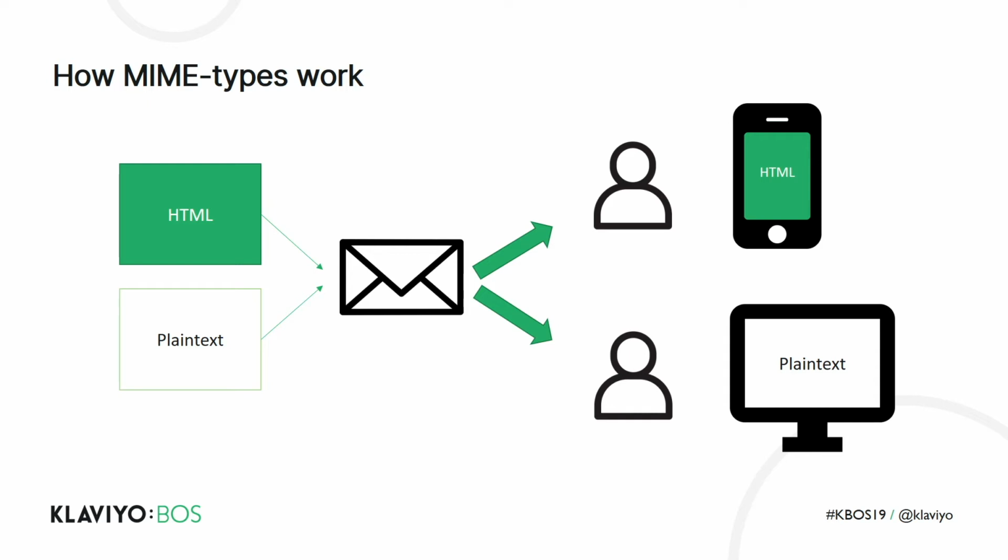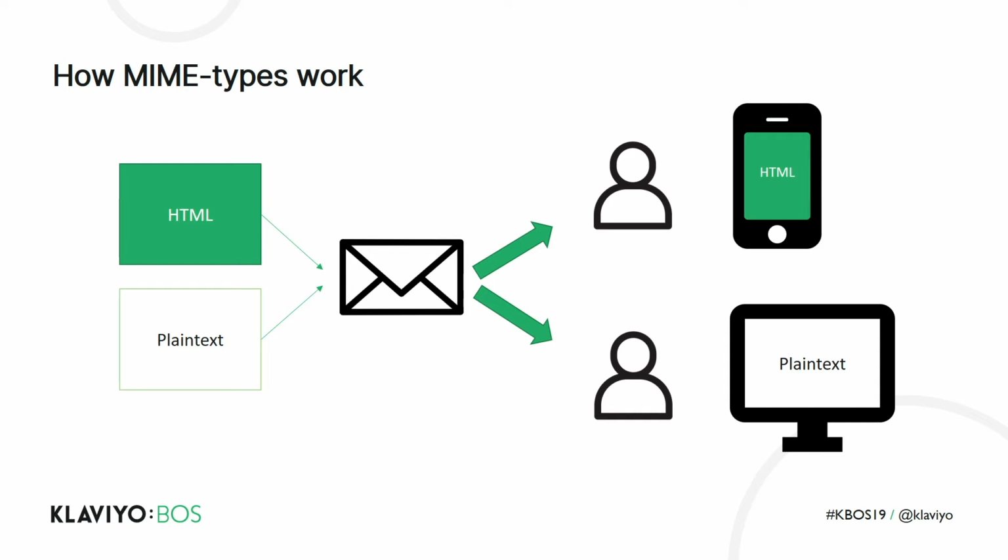Now, it's important to know that all of the recipients receive all of the MIME types, but depending on which email client you're viewing, you might see different versions. So most email clients will actually render the HTML MIME type, but in highly secure environments like the Pentagon, for example, you might actually only see the plain text MIME type.